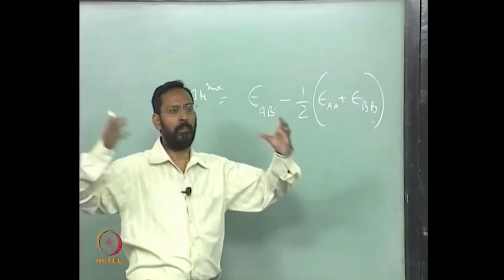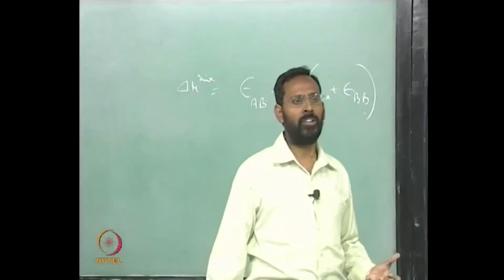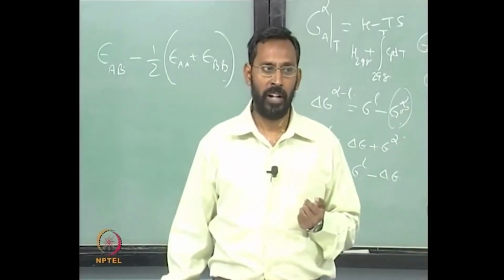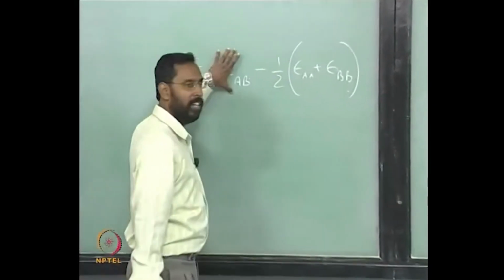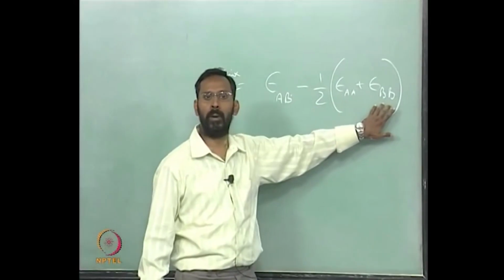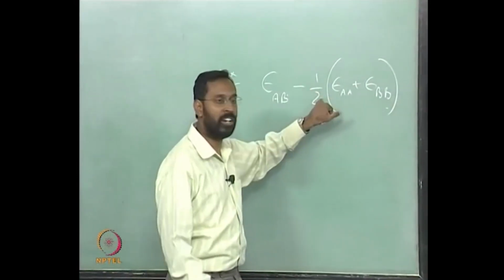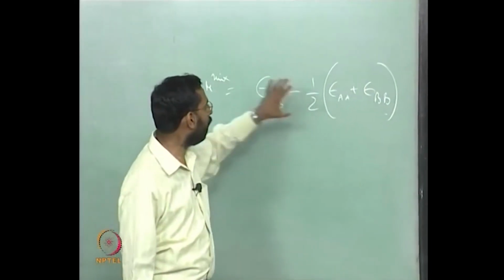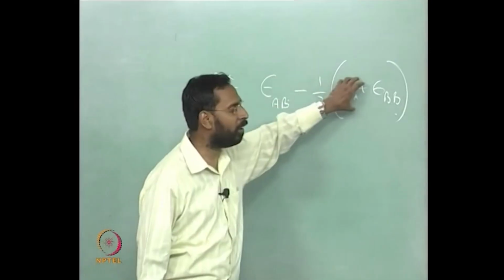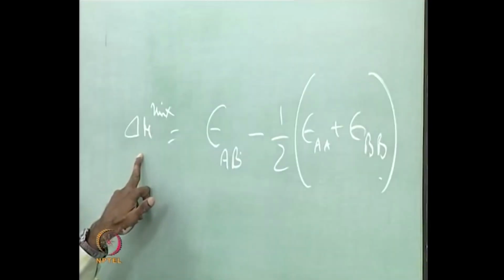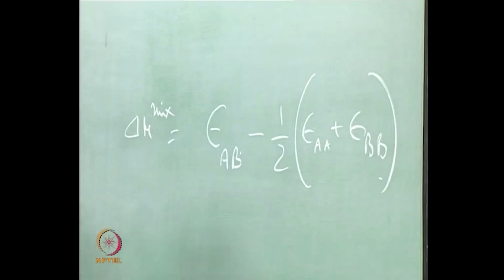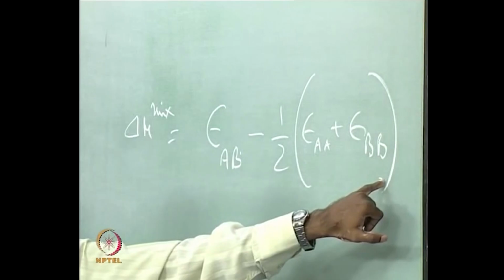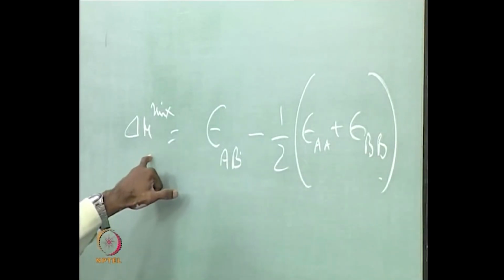If you have A and B elements, what are all the types of bonds that are possible? There are three types of bonds possible: AA bonds, BB bonds and AB bonds. If the AB bond energy is lower than the AA bond energy and BB bond energy, I am considering half, so basically you are normalizing. If this value is smaller than these two, then the delta H mixing will be negative. Smaller means what? They are strongly bonded. If this value is larger than these two, then delta H mixing will be positive.